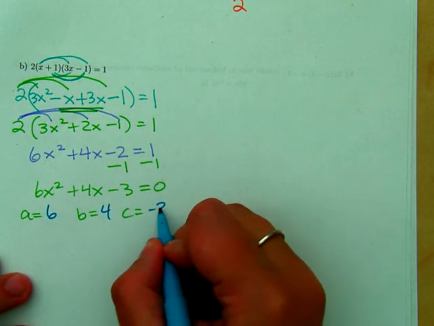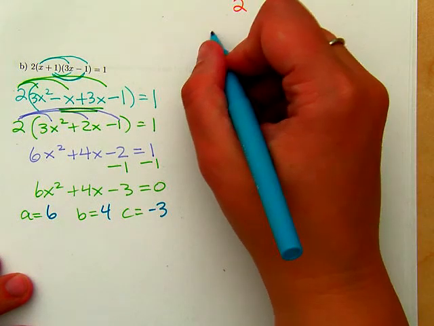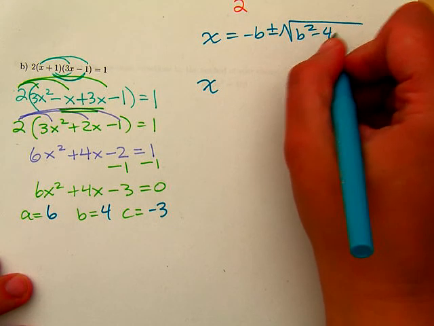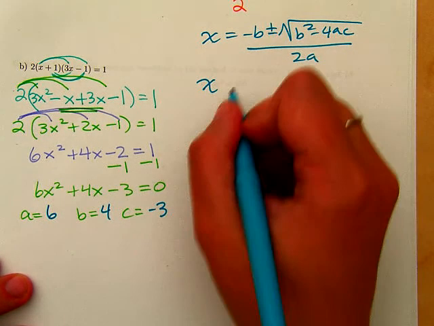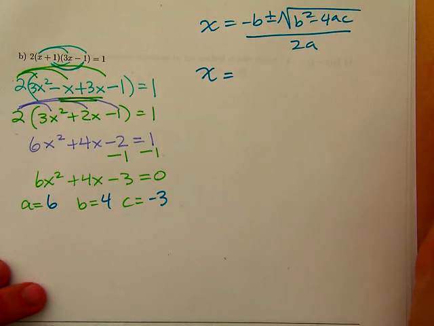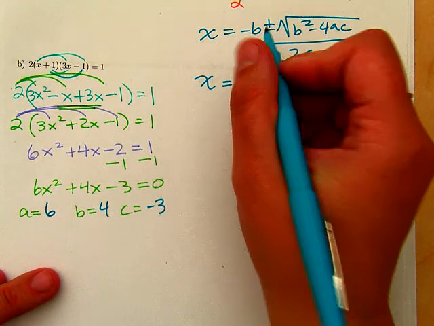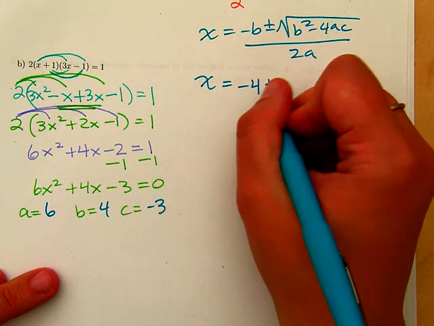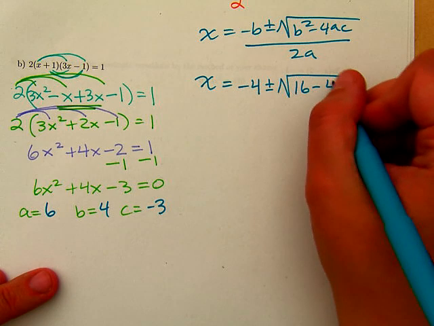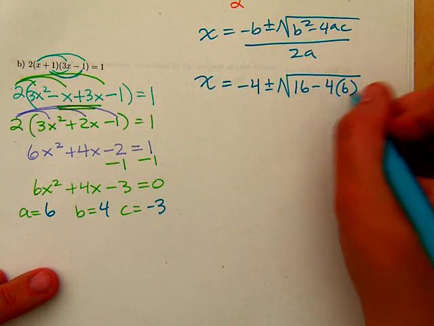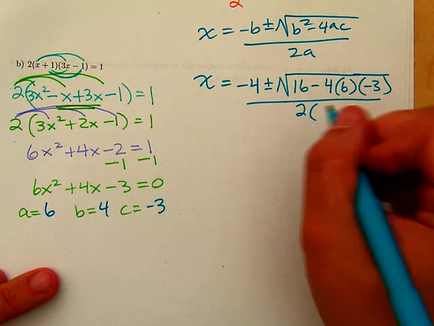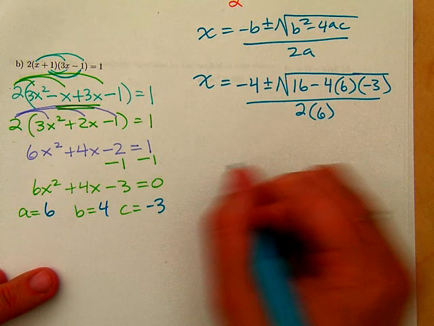6, 4, negative 3. I'm just going to write the quadratic formula up here. x equals negative b plus or minus the square root of b squared minus 4ac, all over 2a. Every time you write it, you're getting one step closer to memorizing it. Now we're going to plug these things in. Negative b is going to be negative 4 plus or minus the square root, 4 squared is 16, minus 4a, 6, c, negative 3, all over 2 times 6.